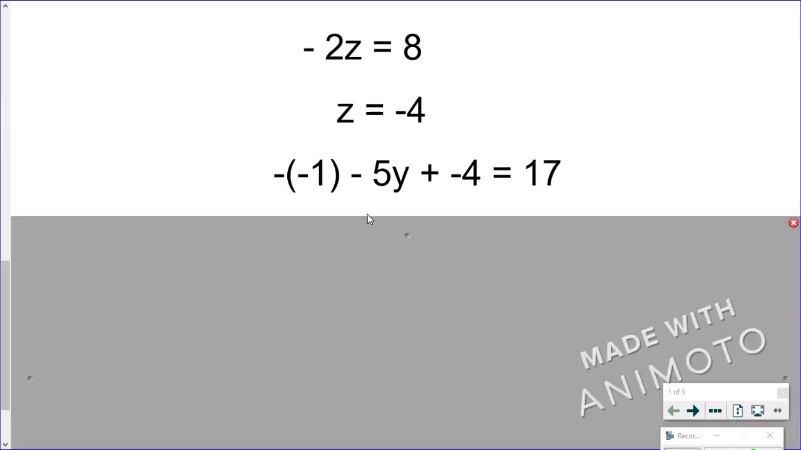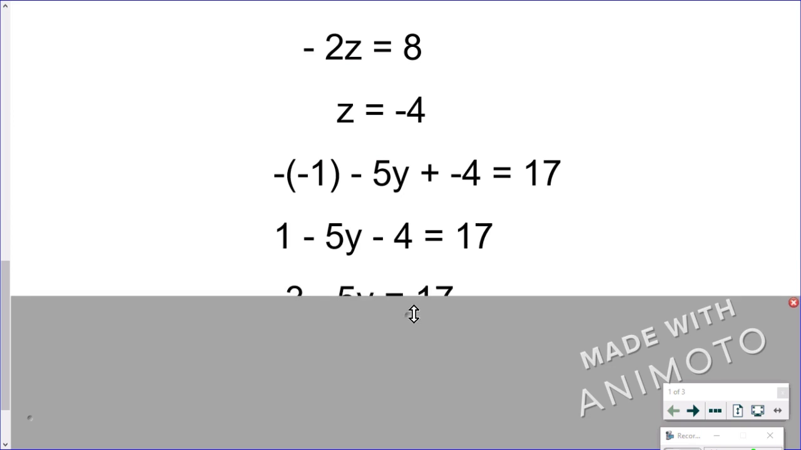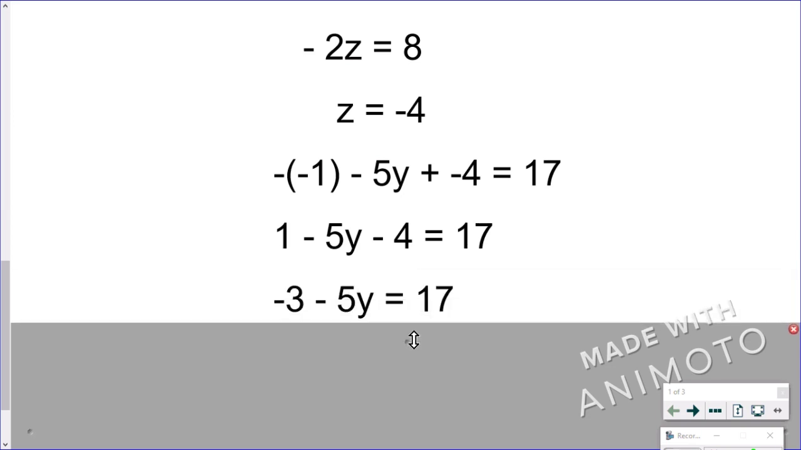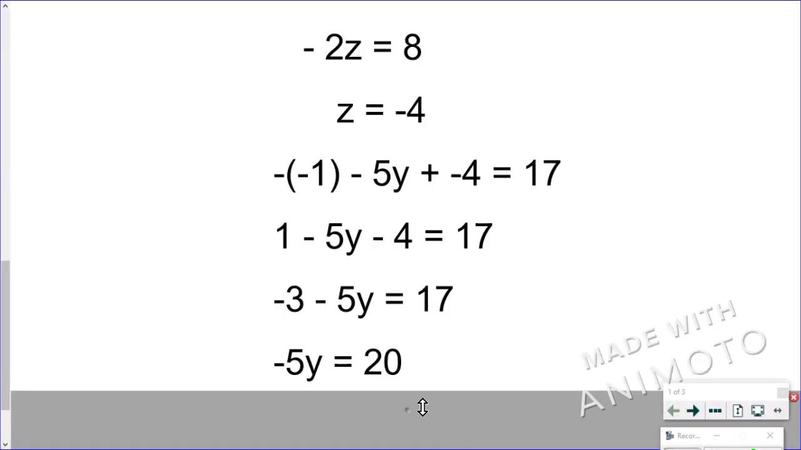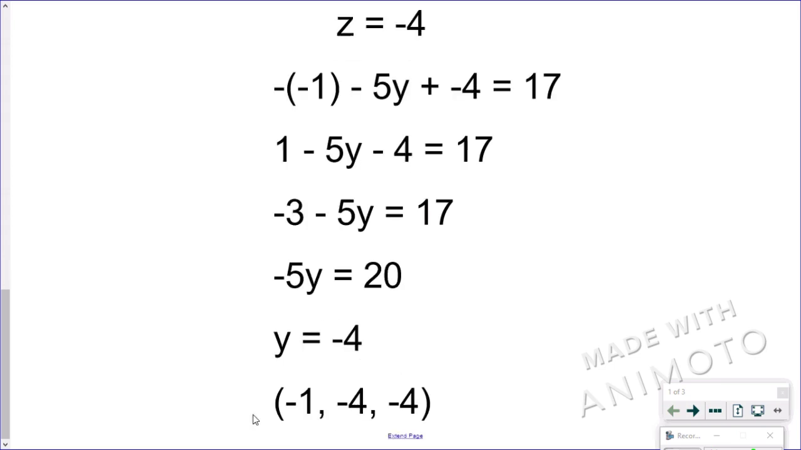And then I solve for y. Negative 1 is positive 1. So I have 1 minus 5y minus 4 equals 17. 1 and negative 4 combined is negative 3. So negative 3 minus 5y equals 17. Add the 3. Negative 5y equals 20. Divide by negative 5, and we get y equals negative 4. And just like with the last lesson, we write the solution as an ordered pair, and again, it's alphabetical order. So x, y, z: negative 1, negative 4, negative 4.